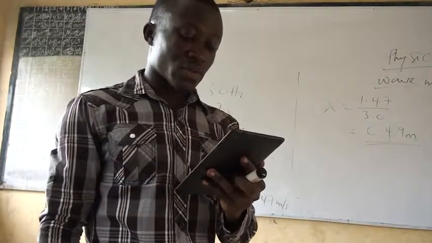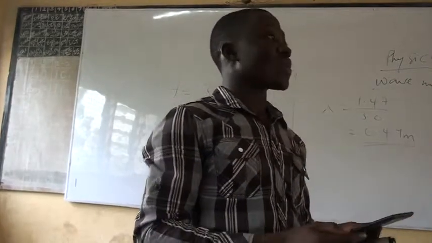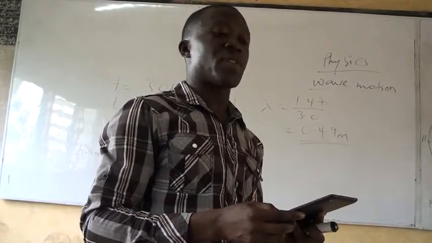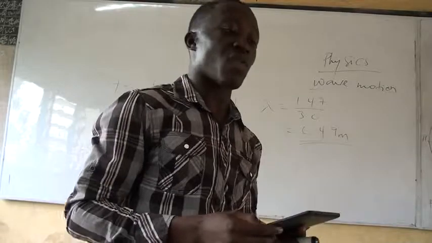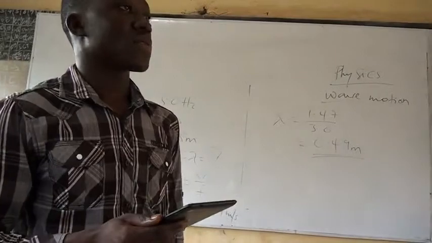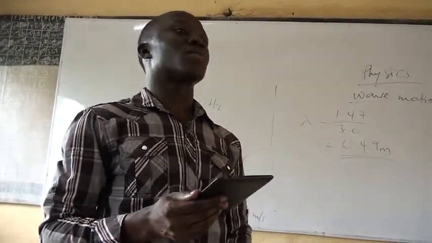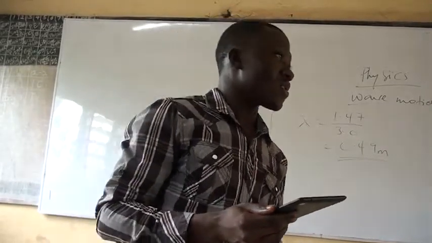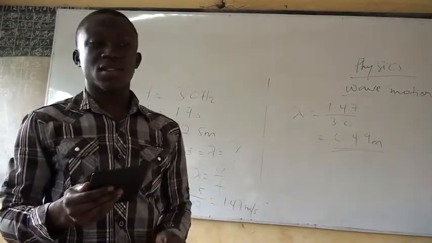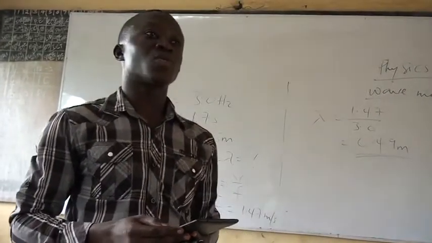If it travels at the speed of light in a vacuum. What is the speed of light in a vacuum? Alright, so 3.0 times 10 to the power 8 meters per second. Alright, so I'm giving you 2 minutes. Afterwards, I'll call one of you to come to the board to do it.